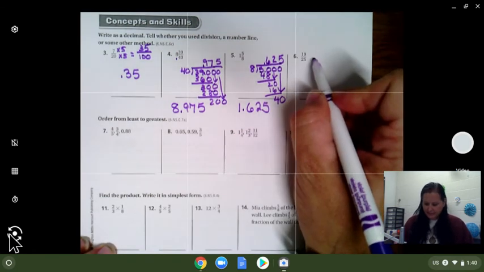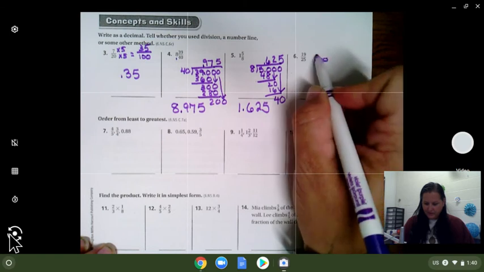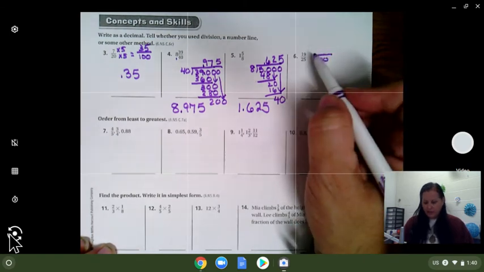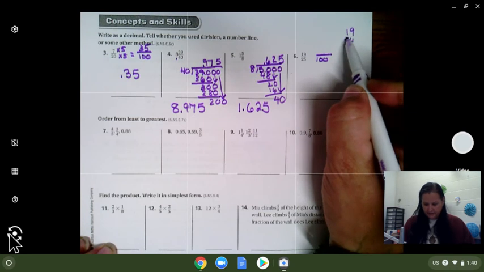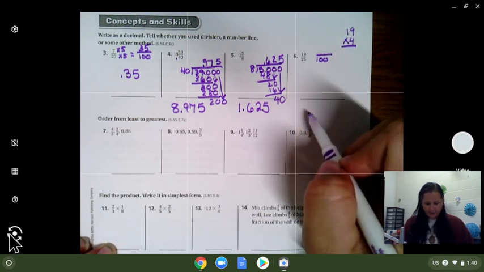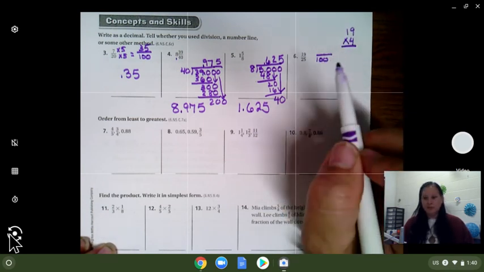This one is easier because you can make 25 into 100 by multiplying it by 4. So therefore, we're going to do 19 times 4, to find out what the top number would be, because whatever you do to the bottom, you do to the top.